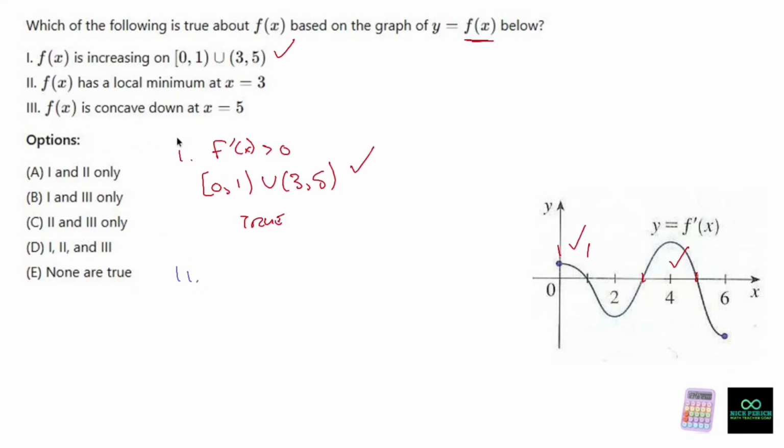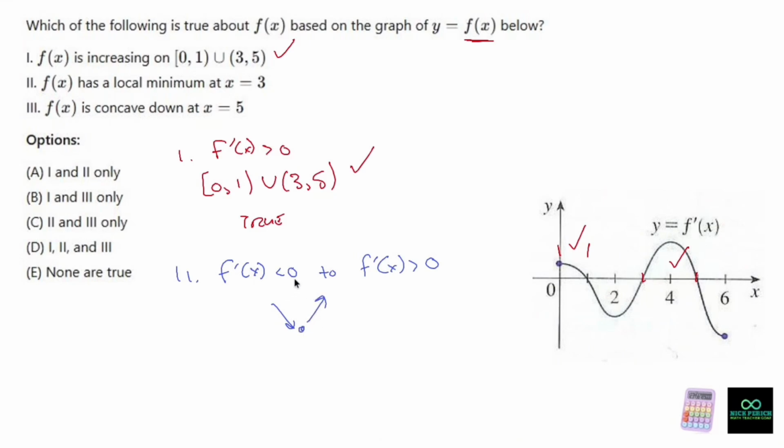F of x has a local minimum. Now, a local minimum occurs when you go from a negative slope to a positive slope. Why? Because if it's a local minimum, that means you're going down and all of a sudden it hits 0 and then you're going up, so you have a minimum.